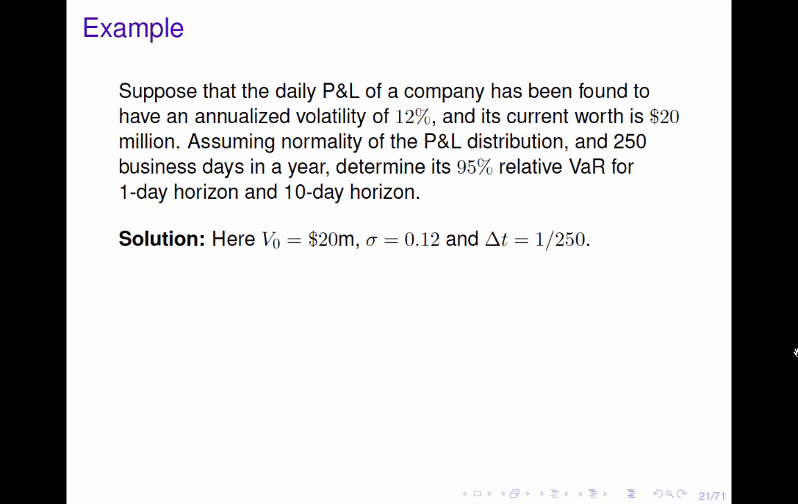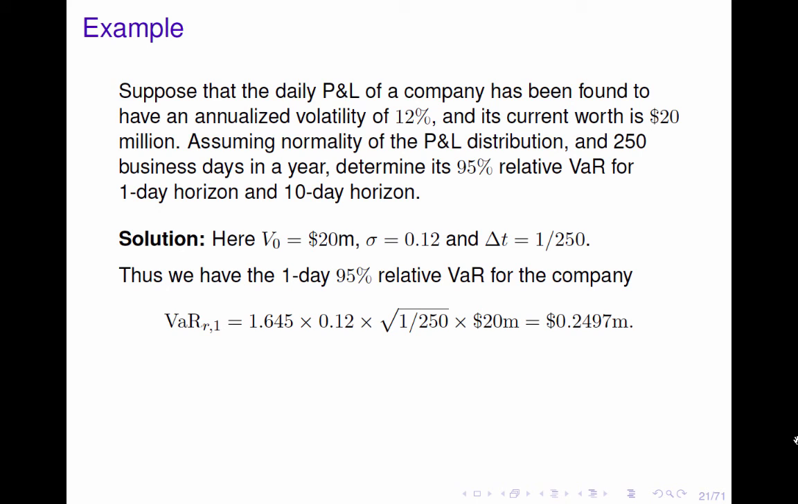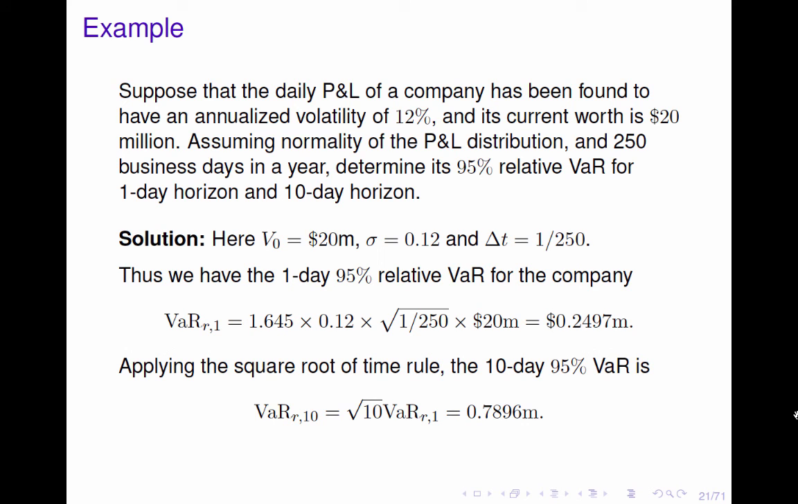As given in the question, V0 is equal to $20 million, sigma is 0.12, and the time horizon delta t is 1 over 250. Thus, by the formula introduced in the previous slides, we can obtain the 1-day 95% relative VAR for the company as follows. Note that the lower quantile alpha is equal to 1.645 for 95% confidence level. By the square root of time rule, the 10-day VAR is equal to the square root of 10 times the 1-day VAR.